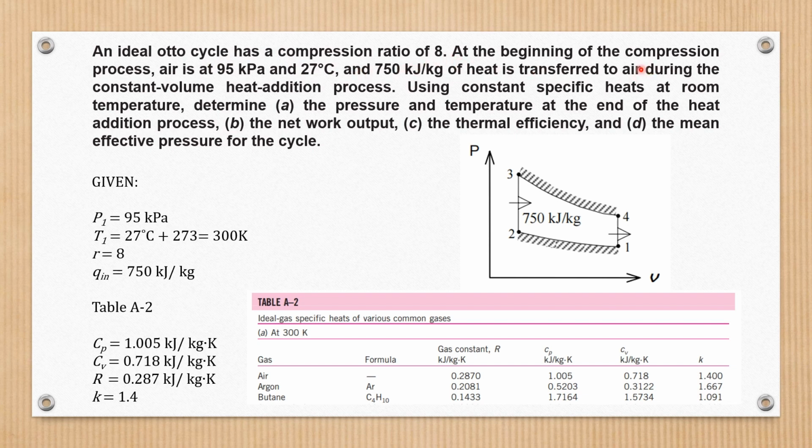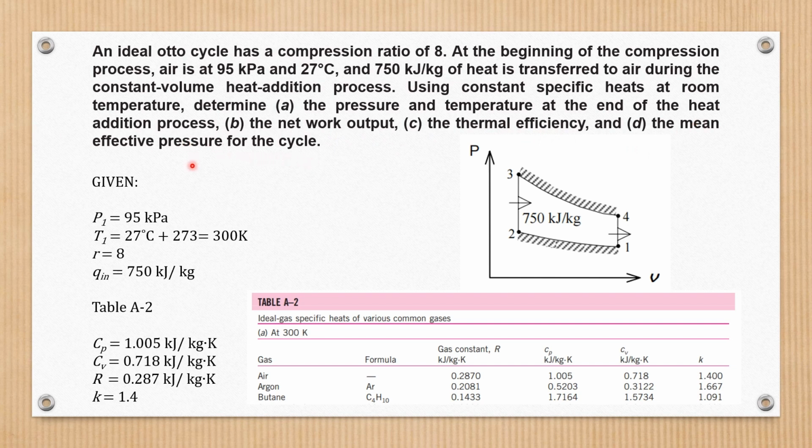At the beginning of the compression process, air is at 95 kilopascal and 27 degrees Celsius, and 750 kilojoules per kilogram of heat is transferred to air during the constant volume heat addition process. Using constant specific heats at room temperature, determine the pressure and the temperature at the end of the heat addition process, the net work output, the thermal efficiency, and the mean effective pressure for the cycle.